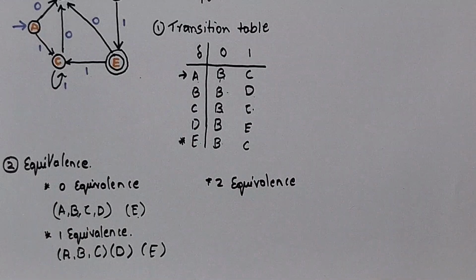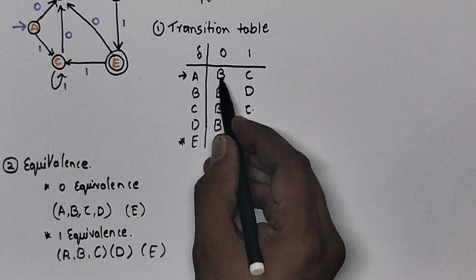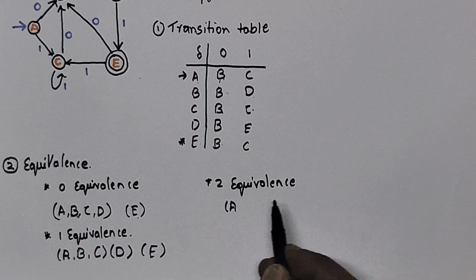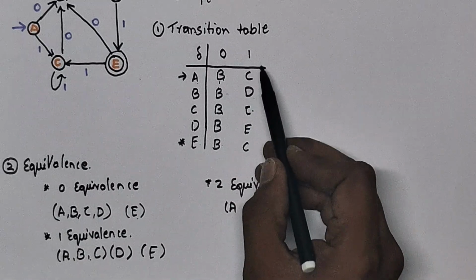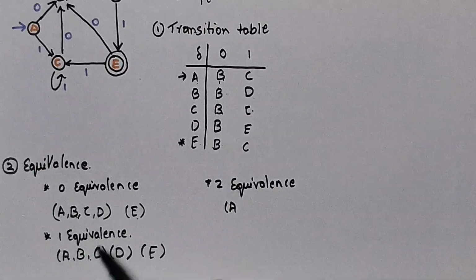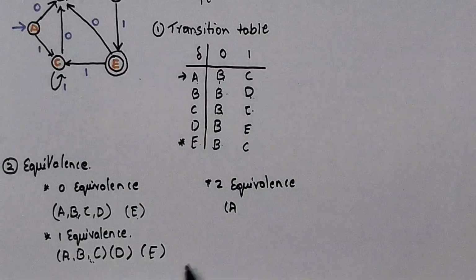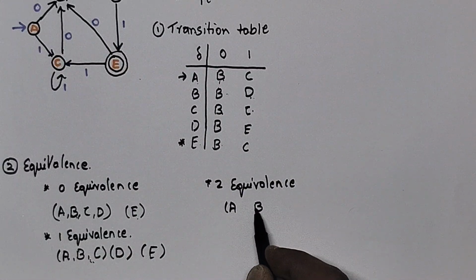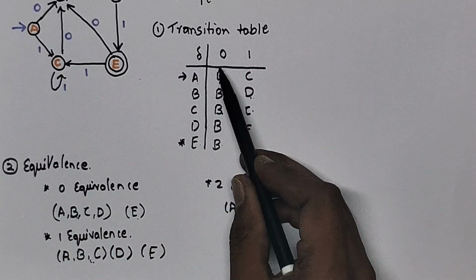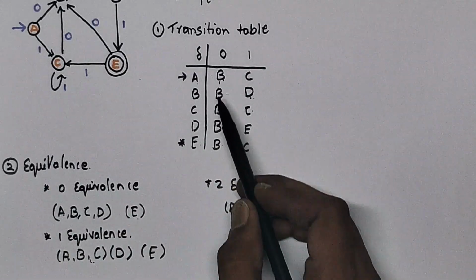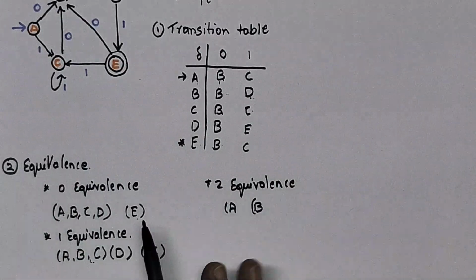In 2 equivalence, what will we be doing? We will be seeing the relationship among A, B, C. If you take A and B, for 0 they are moving to B, which is in this group itself. For 1, A is moving to C, which is in this group, but B is moving to D, which is in a different group. So you can conclude that A and B are of separate groups. Now let's check A and C. For 0, A is moving to B, C is also moving to B, which is in this group only.